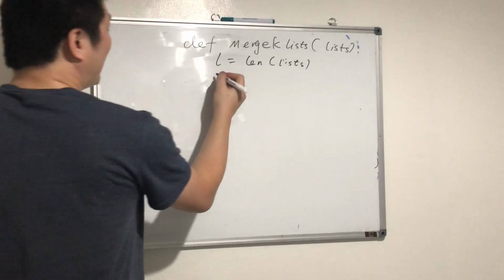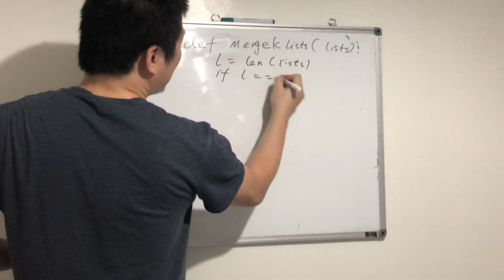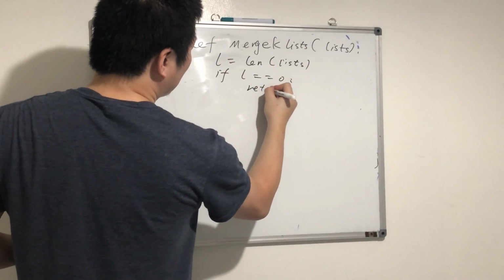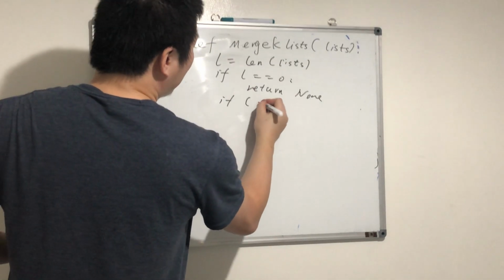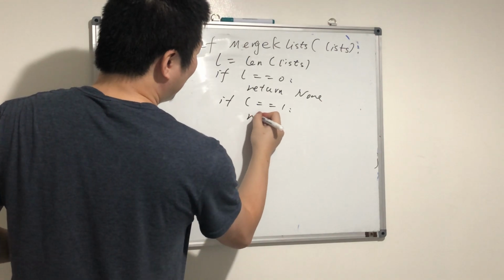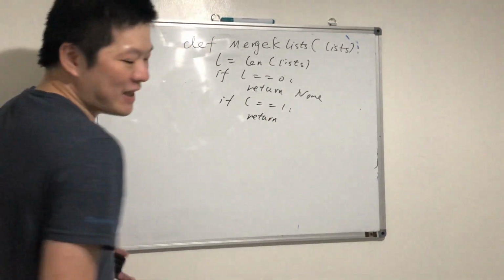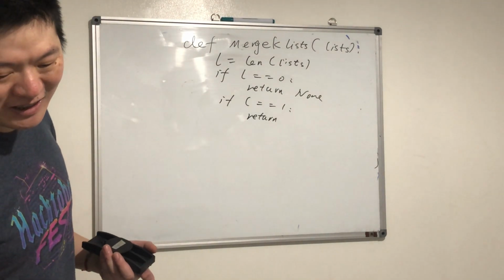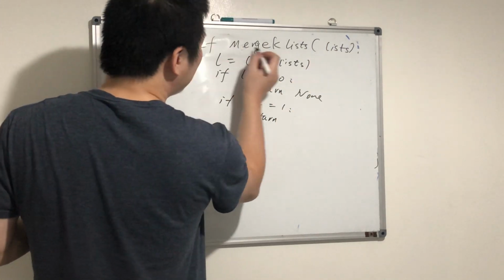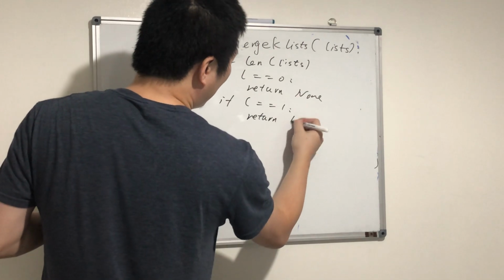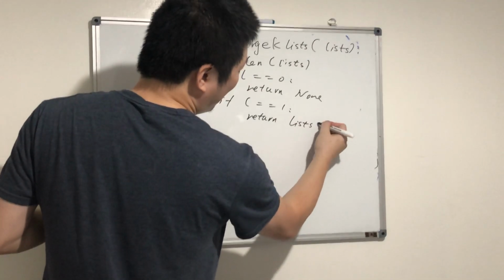Okay, you tell me. If L is 0, return what? None. If L is 1, return what? If there's just one list, we return itself, right? Return list 1, because this returns a list, not a single element, so list 1.